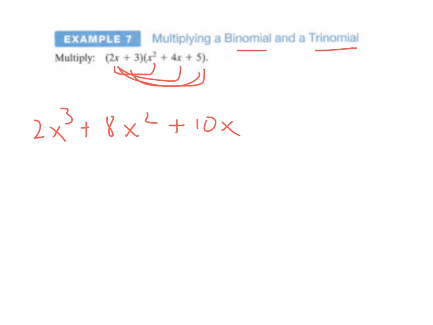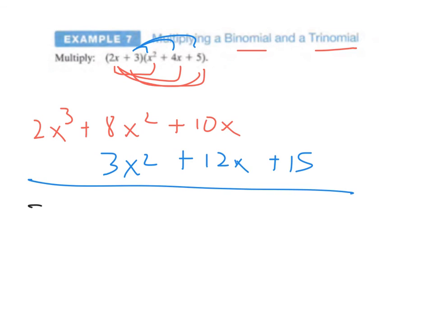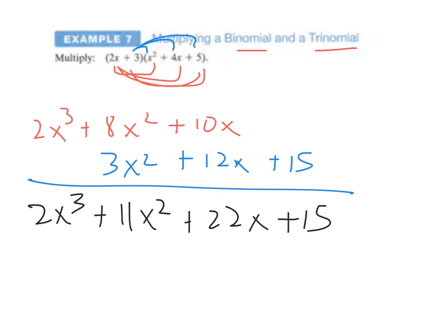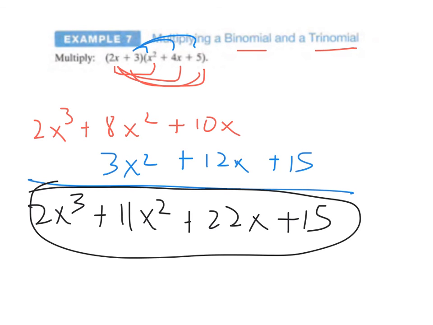Now the difference is when I multiply the 3 through everything. So when I multiply 3 times x squared, I get 3x squared. So what I'm going to do is I'm lining them up with like terms. So 3 times 4 is a 12x, and then 3 times 5 is 15, and since there's no number without a letter, I just have 15 by itself. Now I add them up. When I add up like terms, I get my answer. So we multiply through, distribute, and then we combine like terms.